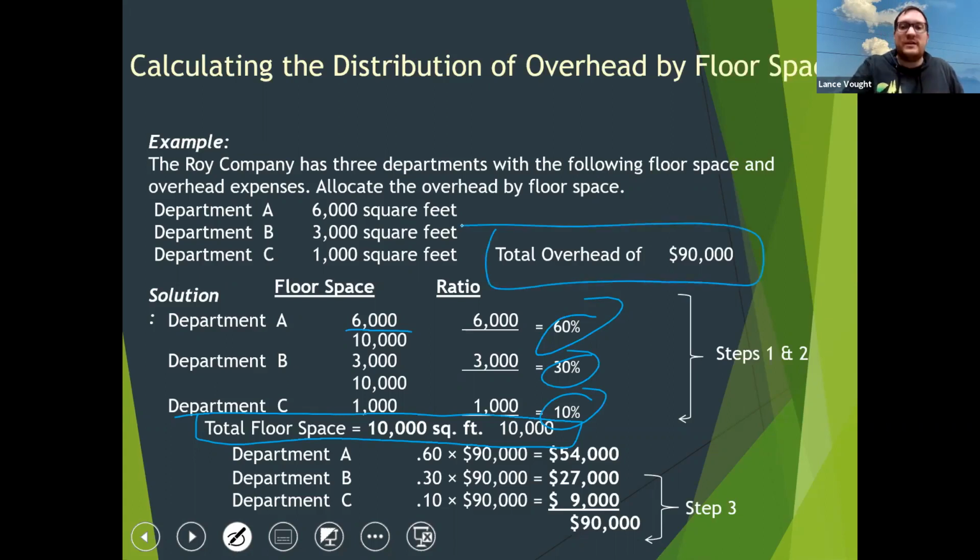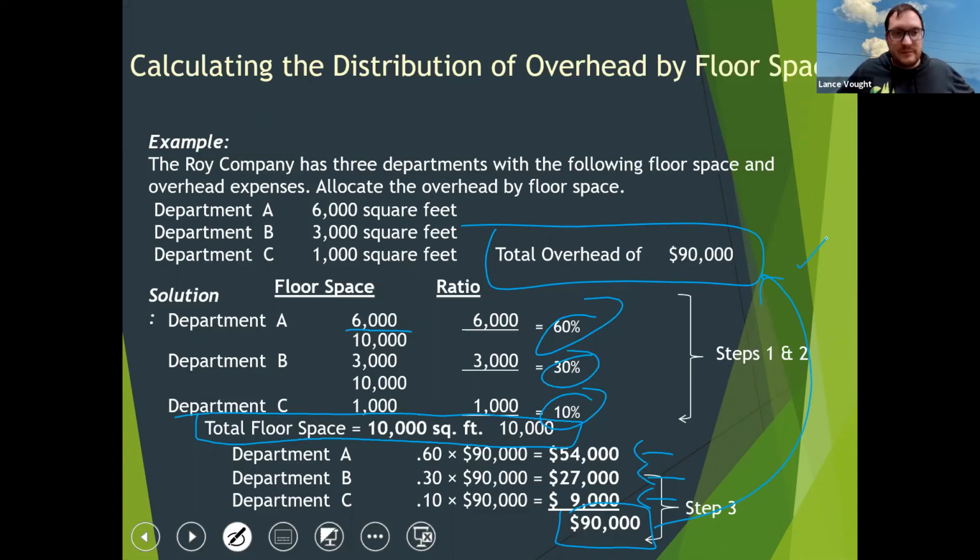If we have a total overhead cost within this business of $90,000, we can multiply that $90,000 by each ratio, and we can identify that Department A is responsible for $54,000 of the overhead. Department B is responsible for $27,000 of the overhead, and Department C is liable for $9,000 of the overhead. Add them all together to make sure our work is correct. 54 plus 27 is 81, plus 9 gives us 90,000, which is the same as that.